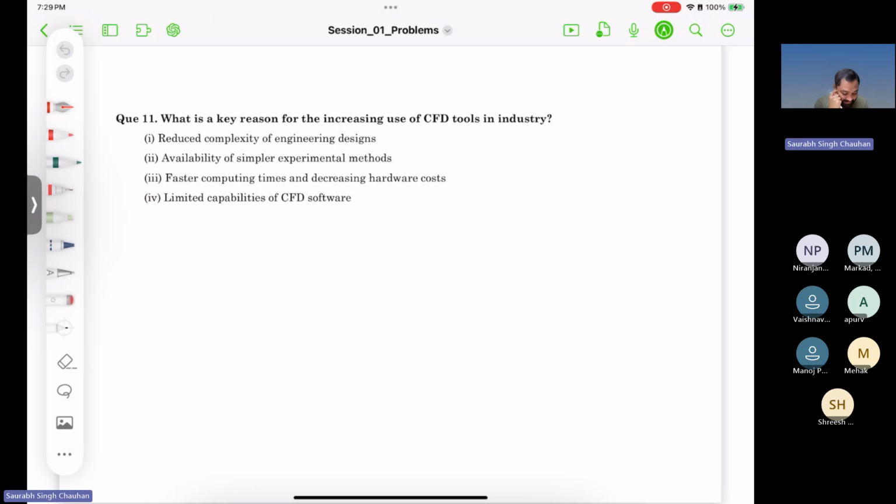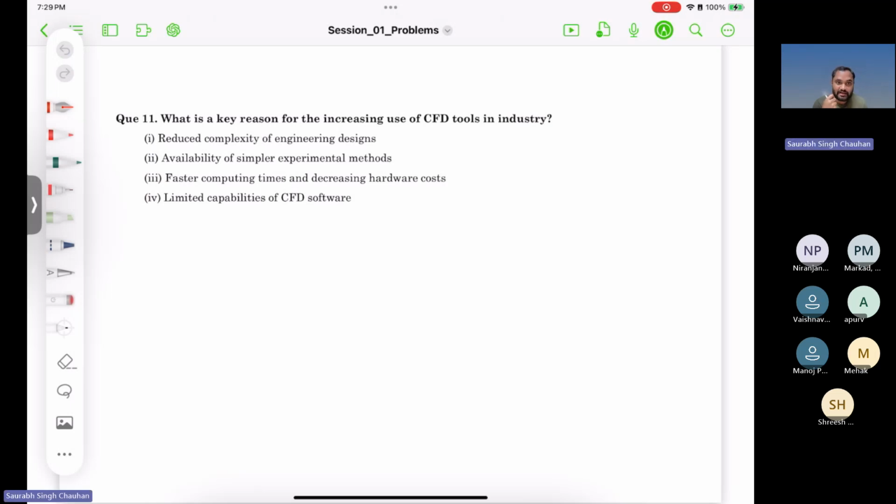Second option, availability of simpler experimental methods. Okay, so if simpler experimental methods are available, then we would like to go for those simpler experimental methods. But it is asking about increased use of CFD. So the second option is also not correct, right?